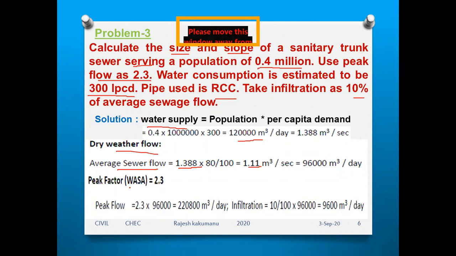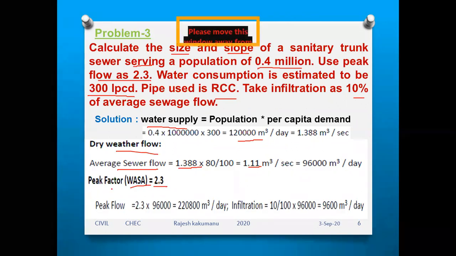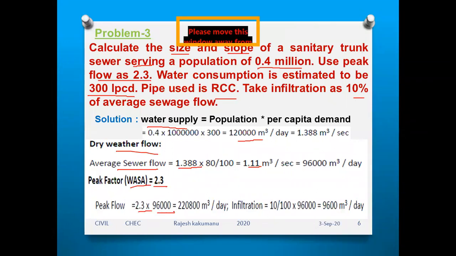Now what is the peak factor? The peak factor is given as 2.3 in the question. Now peak flow is equal to 2.3 into average sewage flow. So peak factor 2.3 into average sewage flow is equal to 2,22,800 meter cube per day.